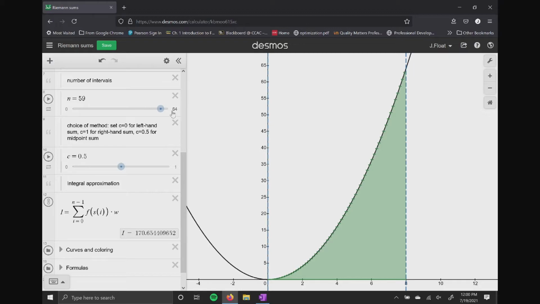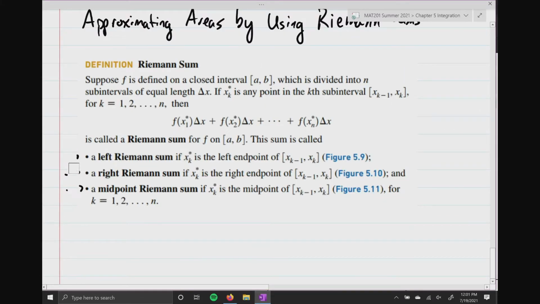So I have an example for us. And before we can do the example, we're going to read this definition of a Riemann sum. Suppose f is defined on a closed interval from a to b, which is divided into n subintervals of equal length. And we're going to call those n subintervals of equal length delta x, in other words, the change in x. If x sub k star is any point on the kth subinterval, for k from 1 all the way to n, then you have this formula right here.